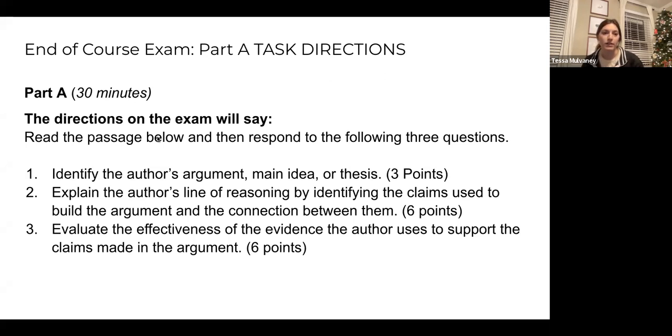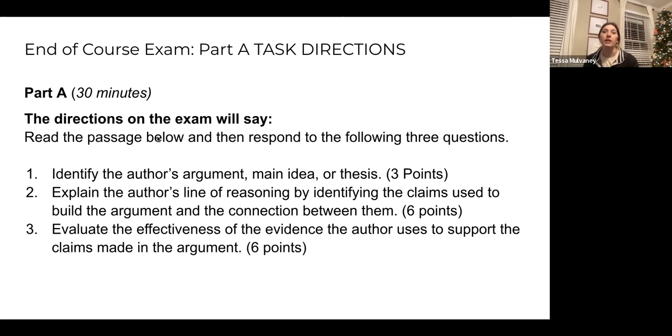The second question is to explain the author's line of reasoning by identifying the claims used to build the argument and the connection between those claims. Typically there are three claims, and you'll identify what they are and discuss how they are connected. So how does the author build this argument to support the overall idea that you identified in question 1? The third question is to evaluate the effectiveness of the evidence that the author uses to support the claims being made in the argument.